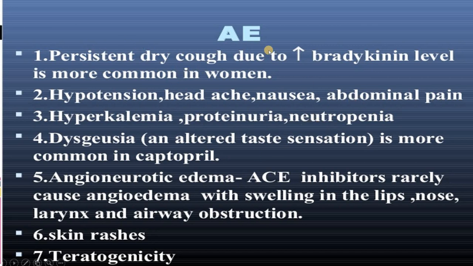Next is persistent dry cough due to increased bradykinin level, more common in women. Next, hypotension, headache, apnea. These are the signs and symptoms. Nausea, abdominal pain are adverse effects of the angiotensin drugs. Hypotension, headache, nausea, vomiting, abdominal pain, hypokalemia.